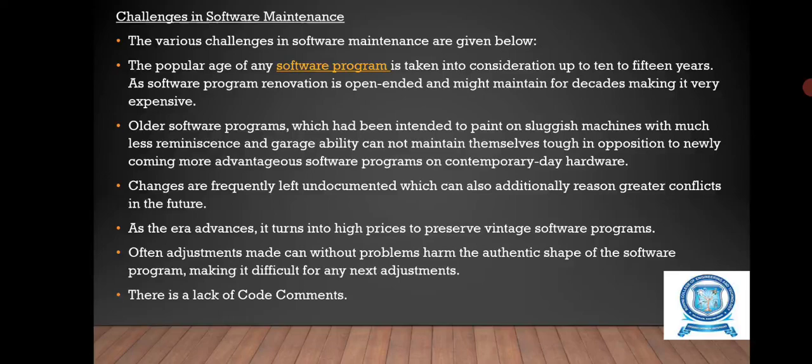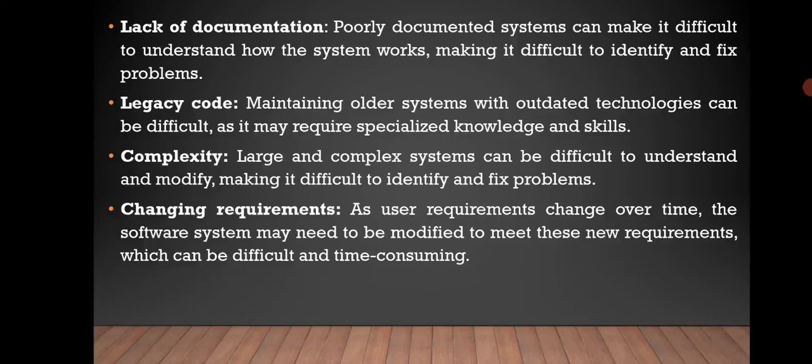Often changes made can easily harm the original structure of the software, making it difficult for any subsequent changes. There is a lack of code comments. Lack of documentation, that is, poorly documented systems can make it difficult to understand how the system works, making it difficult to identify and fix the problems. Legacy code. Maintaining older systems with outdated technologies can be difficult as it may require specialized knowledge and skills.